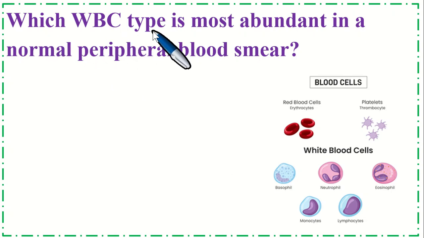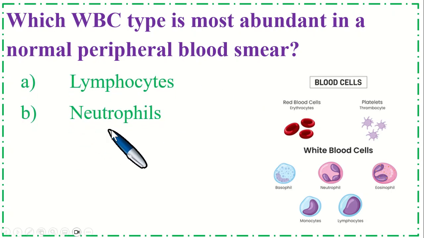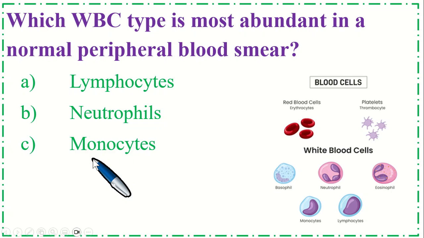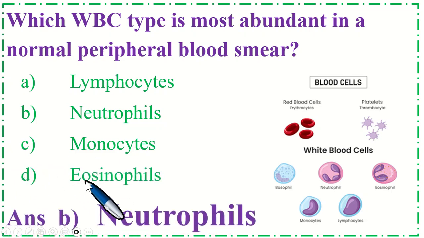Which WBC type is most abundant in normal peripheral blood smear? Option A lymphocytes, B neutrophils, C monocytes, and option D eosinophil. So the correct option is B neutrophils.